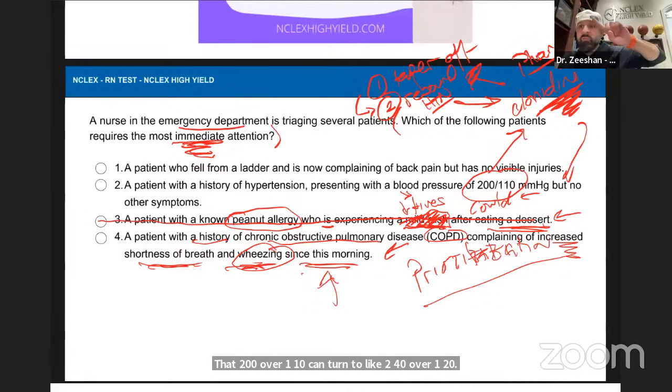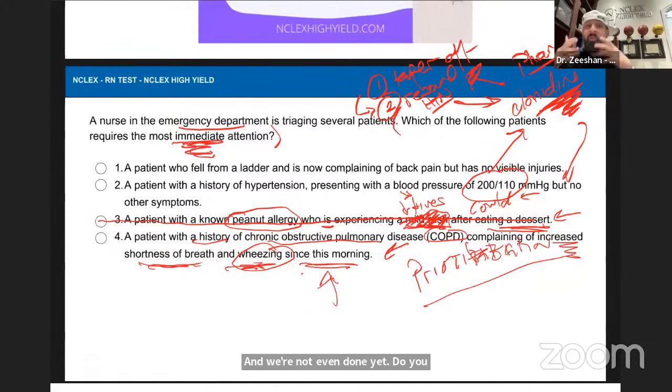We're on one question. And I've already talked about respiratory. I've talked about anaphylaxis. I've talked about medical terminology. I've already jumped into pharmacology. That's one question. And we're not even done yet. Do you see how important it is? This is why what we do is so different. Because now when you look at a question, you're going to see it. I appreciate the compliments. I really do. But yeah, this is exactly how we do things.